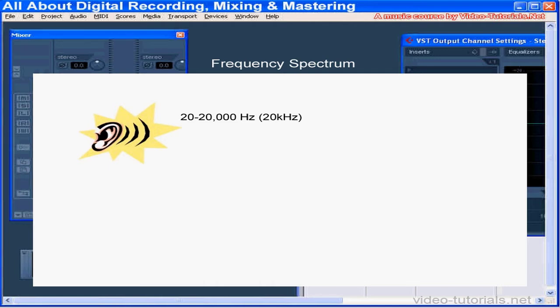Anything below 20 Hz is called infrasound, or too low for humans to hear. Any frequencies above 20,000 Hz are called ultrasound, too high for us to hear. All those vibrations in between make up the spectrum of audio frequencies that are audible to humans.